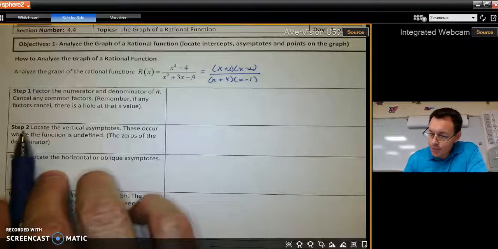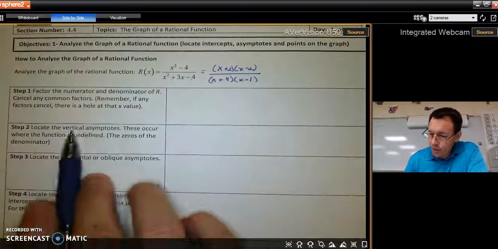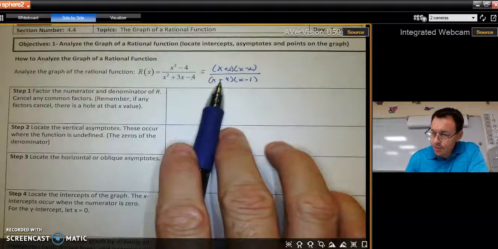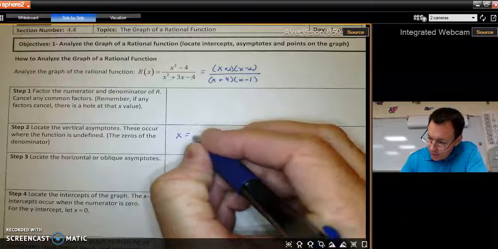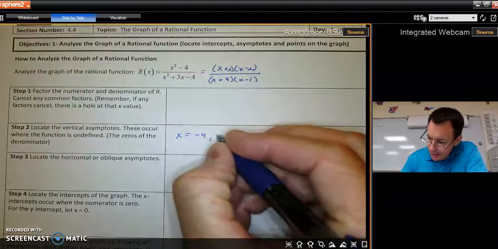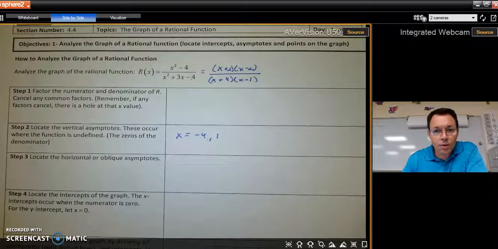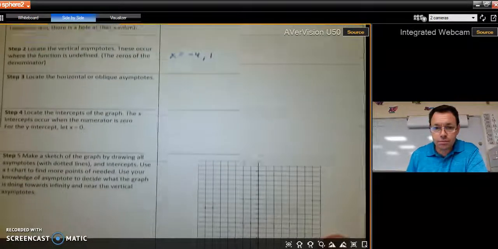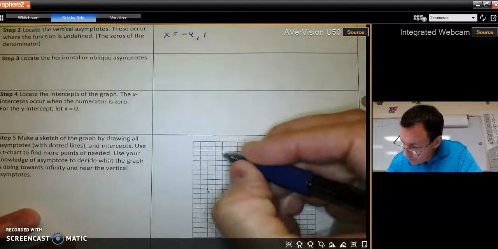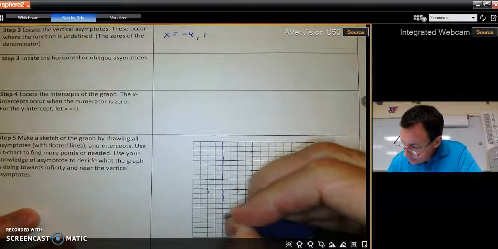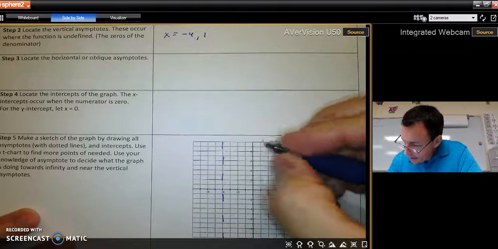So step 2, now that we've got it factored, locate the vertical asymptotes. So x equals -4 and x equals +1. That's going to be where my vertical asymptotes are. And honestly, if I was doing my homework, I would go down to my graph, and I would graph those. These are two vertical lines, so -4 and +1.